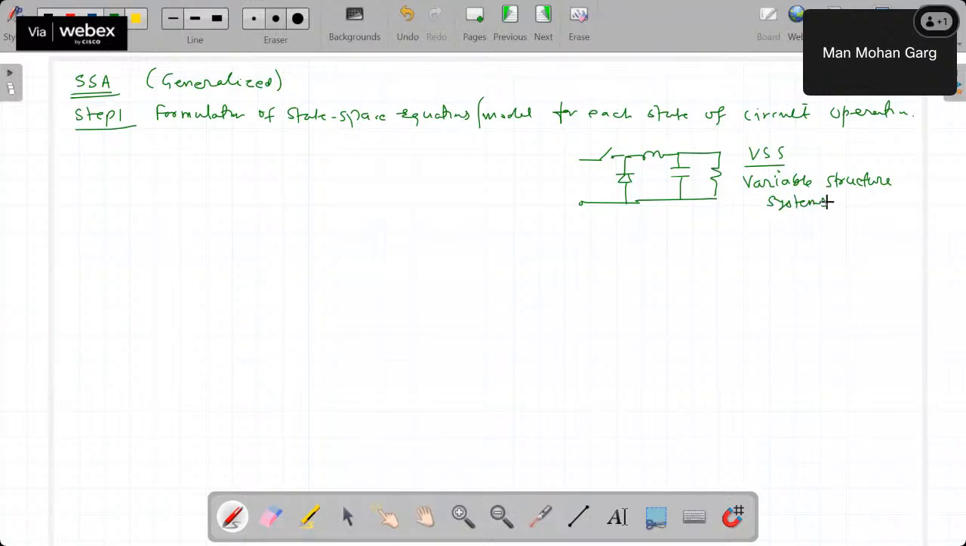Is the system audible? Variable structure systems. So what does that mean? A variable structure system is a system that varies depending upon the position of the switches, right? So this is called a variable structure system. If the switch is on and the diode is off, then we have one circuit. If the diode is on and the switch is off, then we have another circuit.